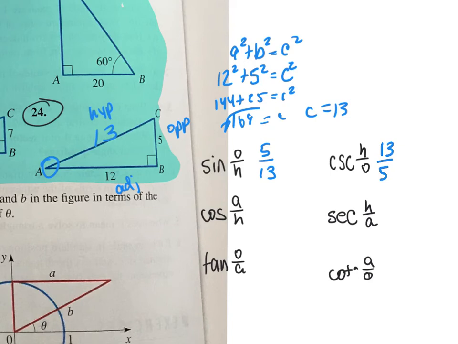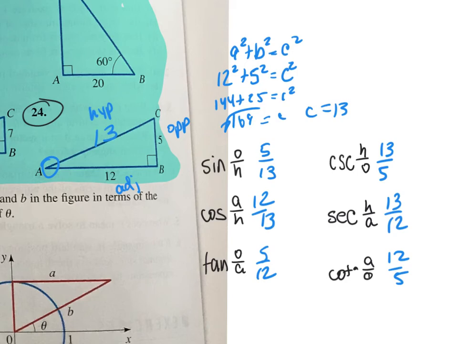So cosine is 12 over 13, which means my secant would be 13 over 12. And then tangent would be 5 over 12. So my cotangent would be 12 over 5. Perfect. You guys need to know all 6 of those trig functions.